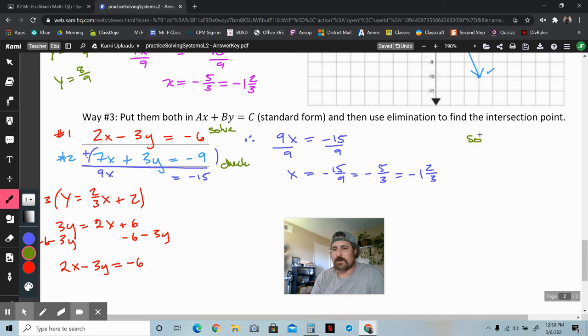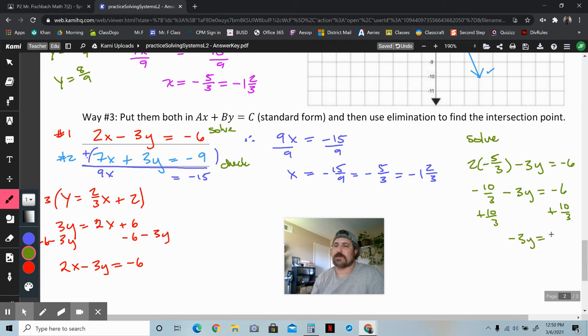Okay, so first let's solve it. So we know that the ordered pair is the x value of negative 1 2 thirds, or negative 5 thirds. So 2 times negative 5 thirds minus 3y is equal to negative 6. So that's going to be negative 10 thirds minus 3y is equal to negative 6. And that's going to be add 10 thirds to both sides. You're going to get negative 3y is equal to, and 3 goes into 10 3 times, so 3 1/3, so negative 6 plus 3 1/3.